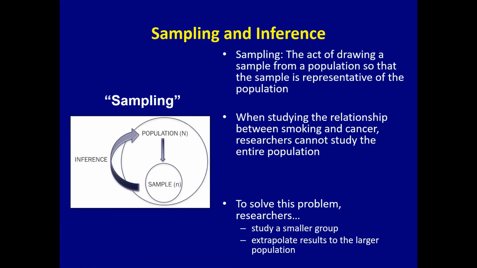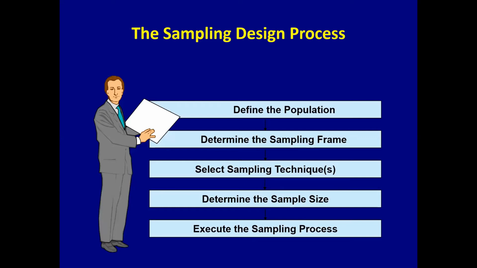So, sampling is important because whatever findings you get from your sample, you should be able to apply inferential statistics, and your findings should be applicable to the population. The main thing to remember about sampling is that it is part of your research method, the research design.